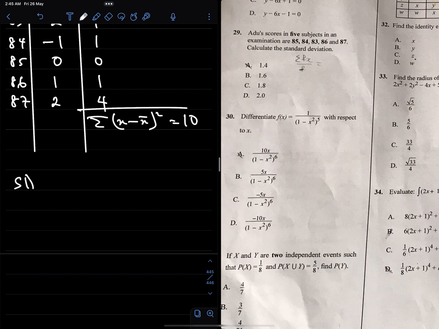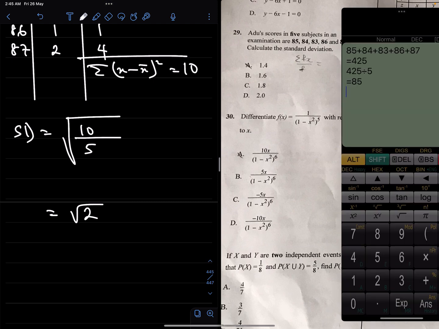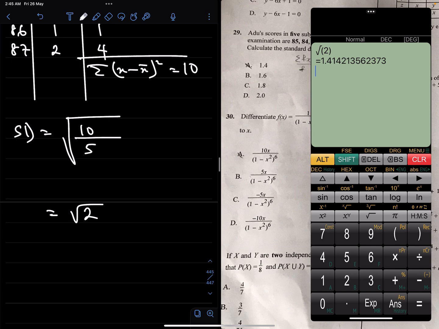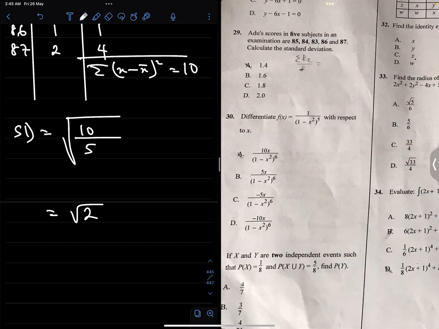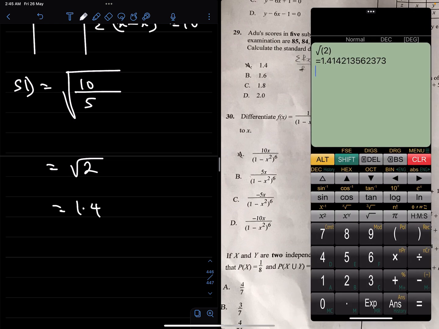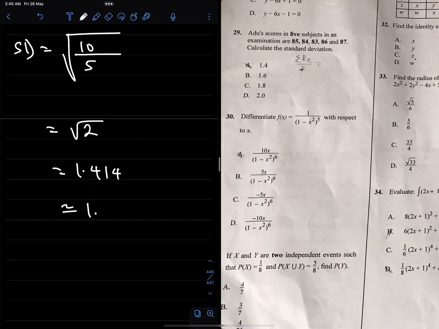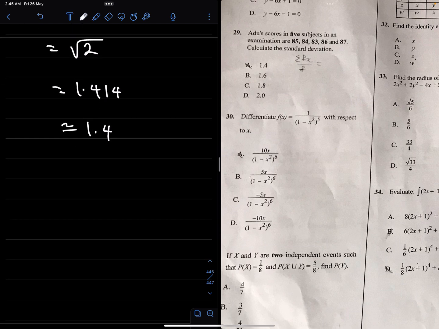So that means standard deviation is equal to square root of 10 over 5, which simply means root 2, and that's the standard deviation. Standard deviation is square root of 2, which is approximately 1.414, approximately 1.4, and the correct option is A. And we go straight to the next, which is number 30.